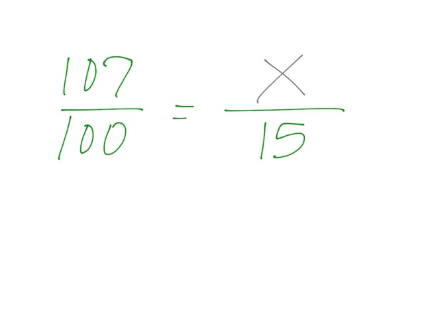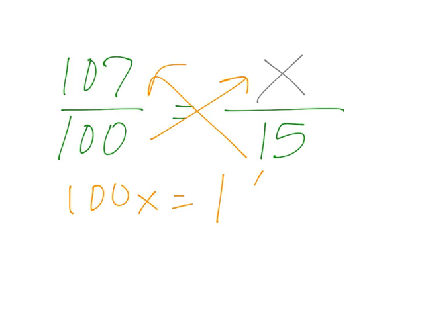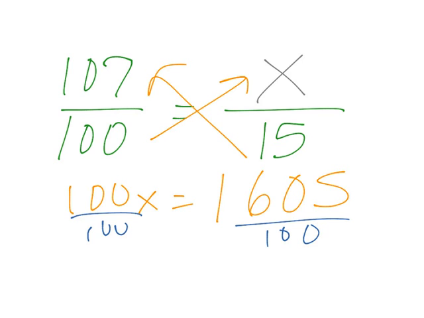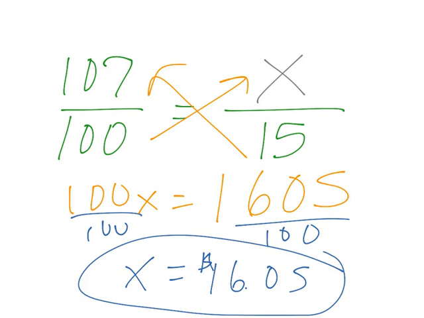It's the base price, the whole item of 100%, adding sales tax. And then we cross multiply. So 100x equals 1,605. Divide both sides by 100, and we would get 16.05. So with 7% sales tax, the price would be $16.05.